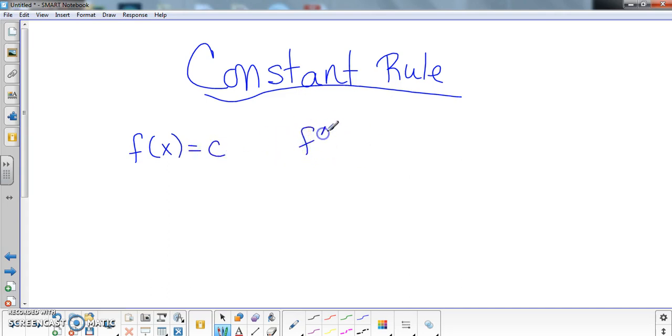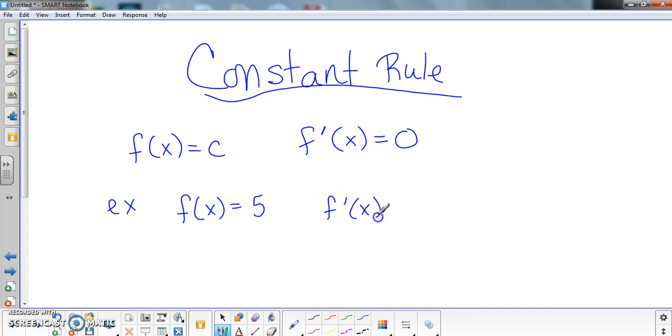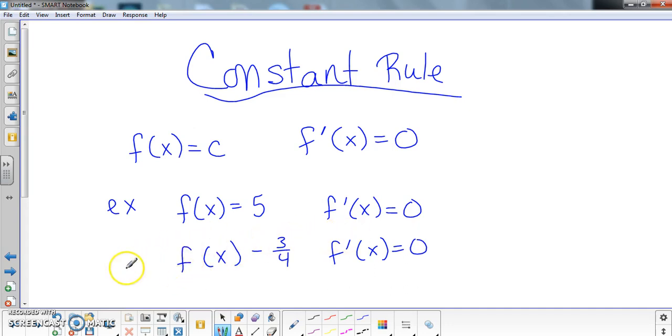How we denote a derivative is f prime of x. And the derivative of any number will always be 0. So, for example, if I give you a function of 5, then the derivative is going to be 0. If I ask you for the derivative of negative 3/4, the derivative is just 0. This is a rule you just got to know. You can't do anything about it. Just know it. Cool? Great.